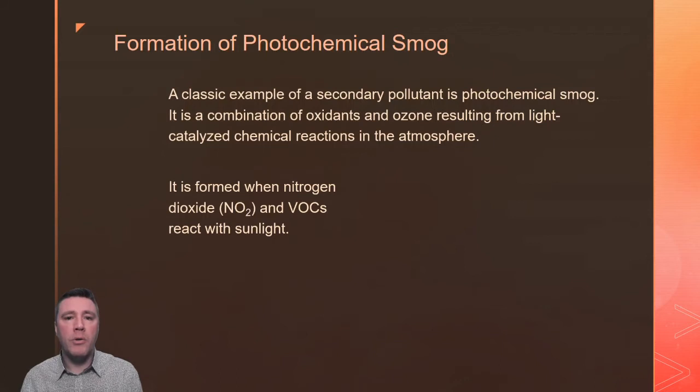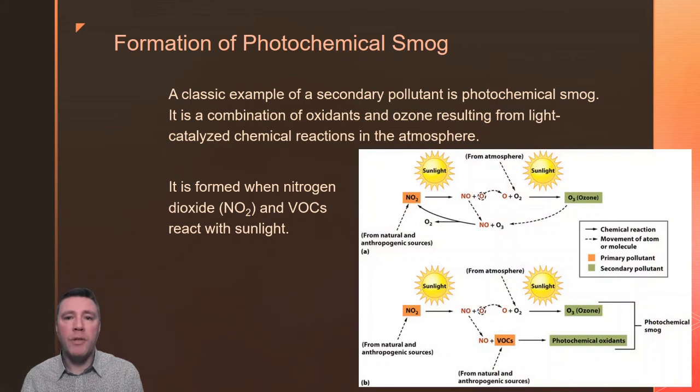To form photochemical smog, two chemical compounds are required: nitrogen dioxide and volatile organic compounds. In the bottom half of this model, we can see that nitrogen dioxide is broken down into nitrogen oxide and a free oxygen atom. The free oxygen atom can react with oxygen gas in the atmosphere to form ozone, and the nitrogen oxide reacts with VOCs to form photochemical oxidants. It is this combination of ozone and photochemical oxidants that comprise photochemical smog.